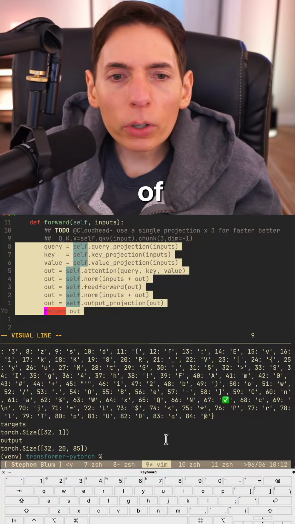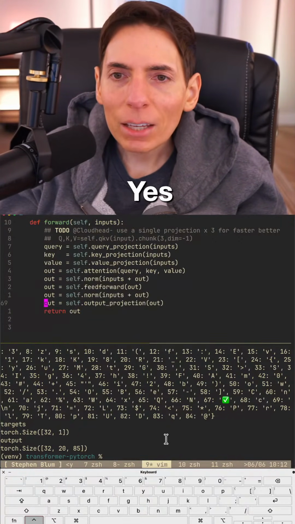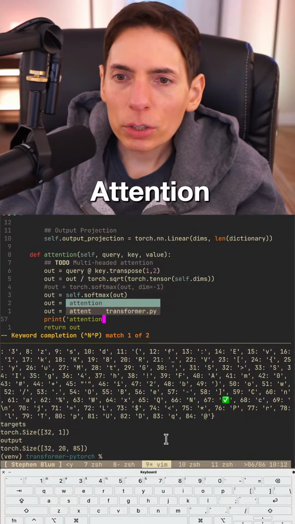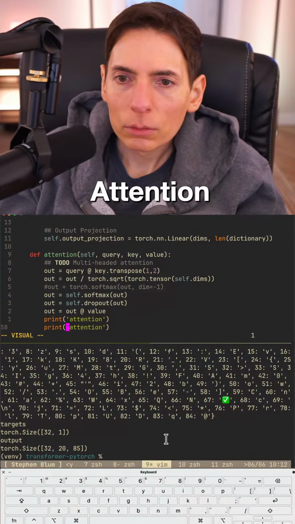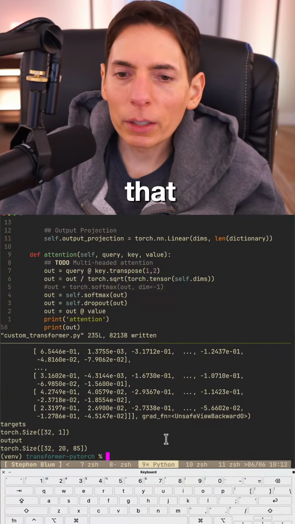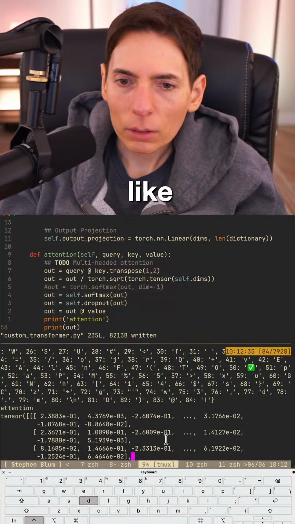Can you print the output of the attention layer? Yes. Print attention. There you go. Okay, let's see what that looks like. All right, here's the attention.